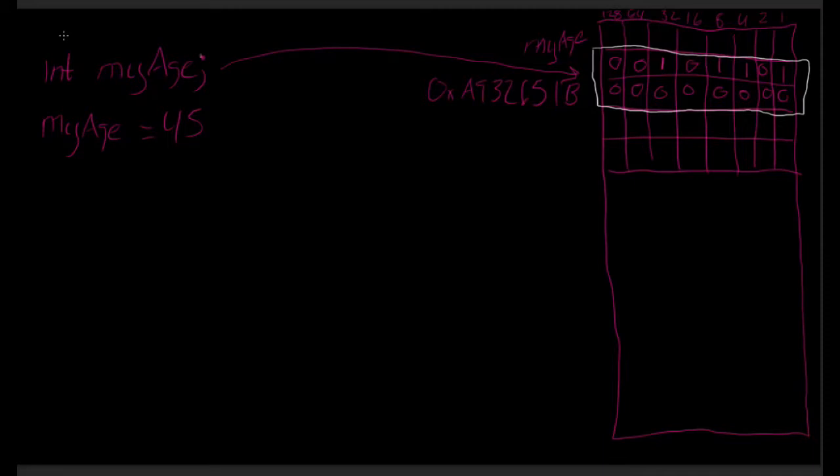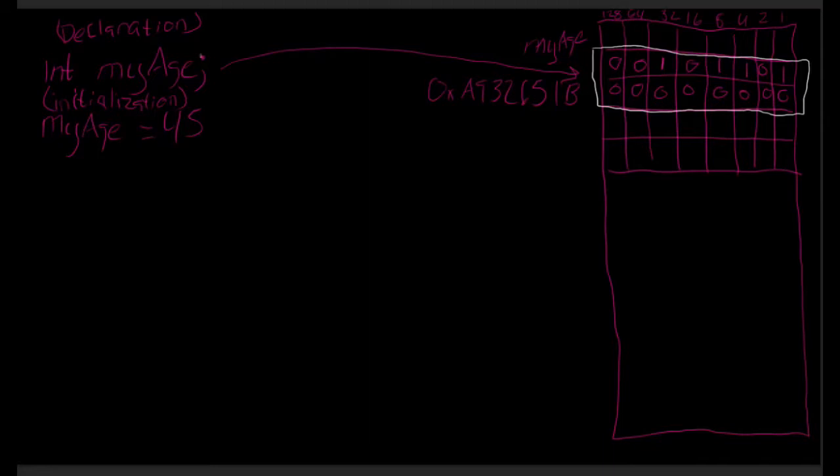This is declaration, D-E-C-L-A-R-A-T-I-O-N. So this is the declaration, and this is the initialization, I-N-I-T-I-A-L-I-Z-A-T-I-O-N. So we're declaring the variable, then we're initializing it.